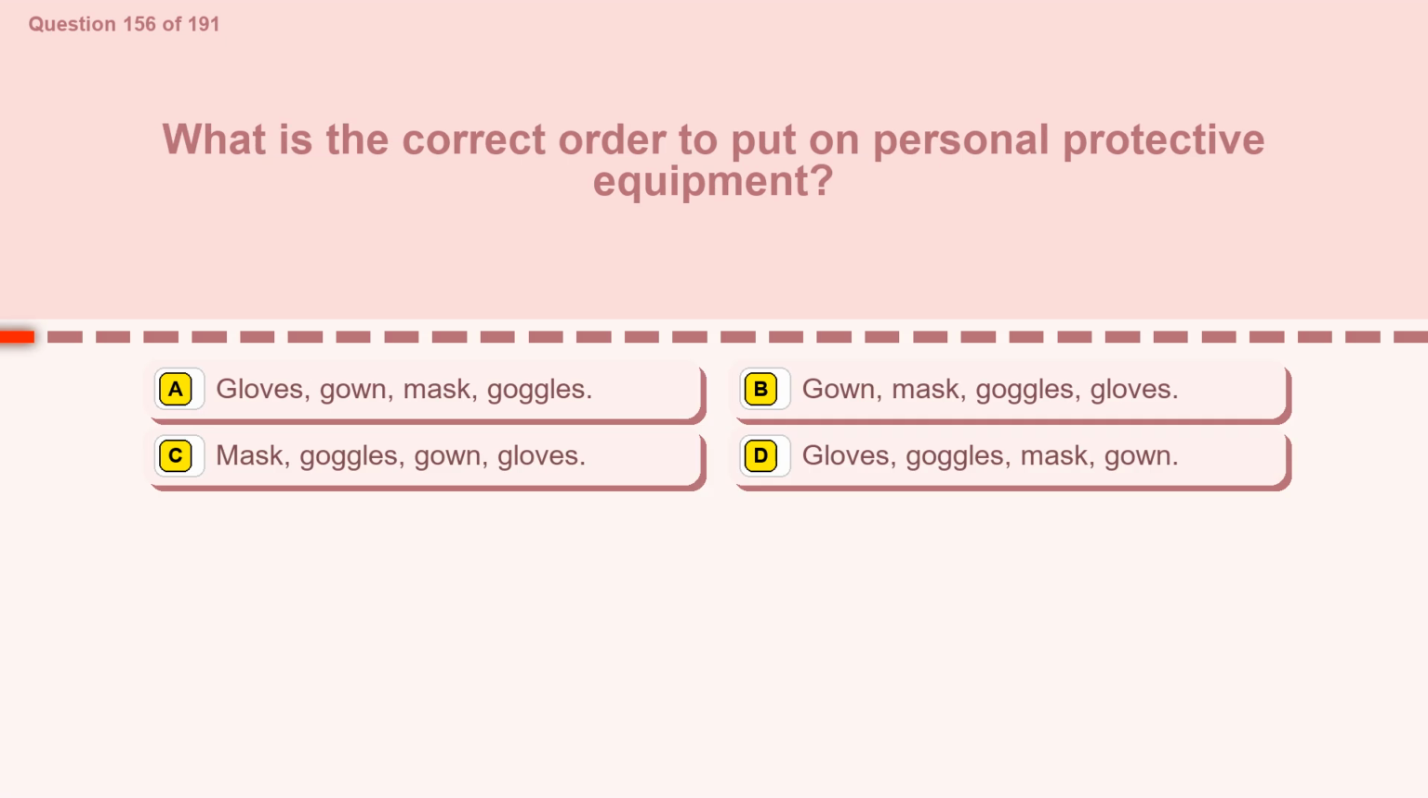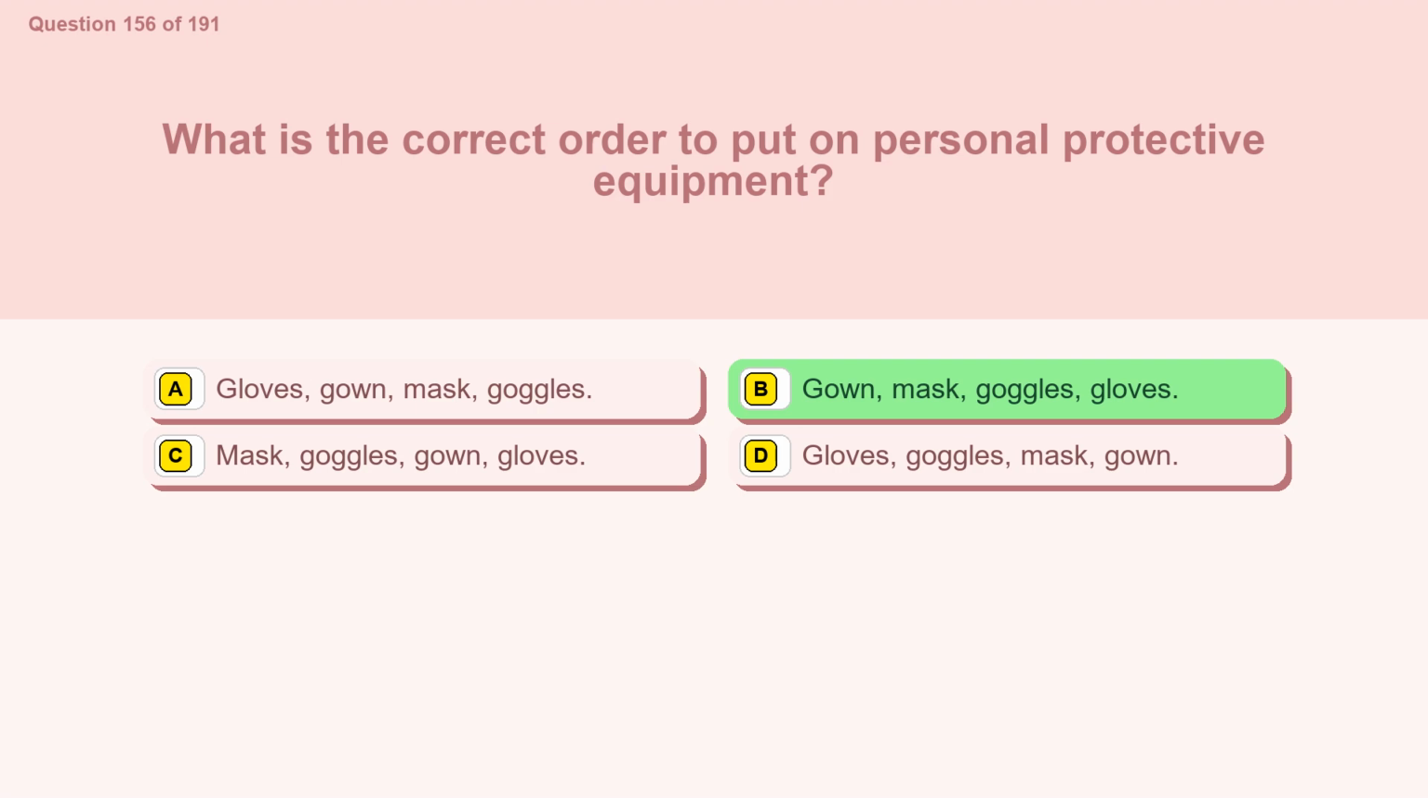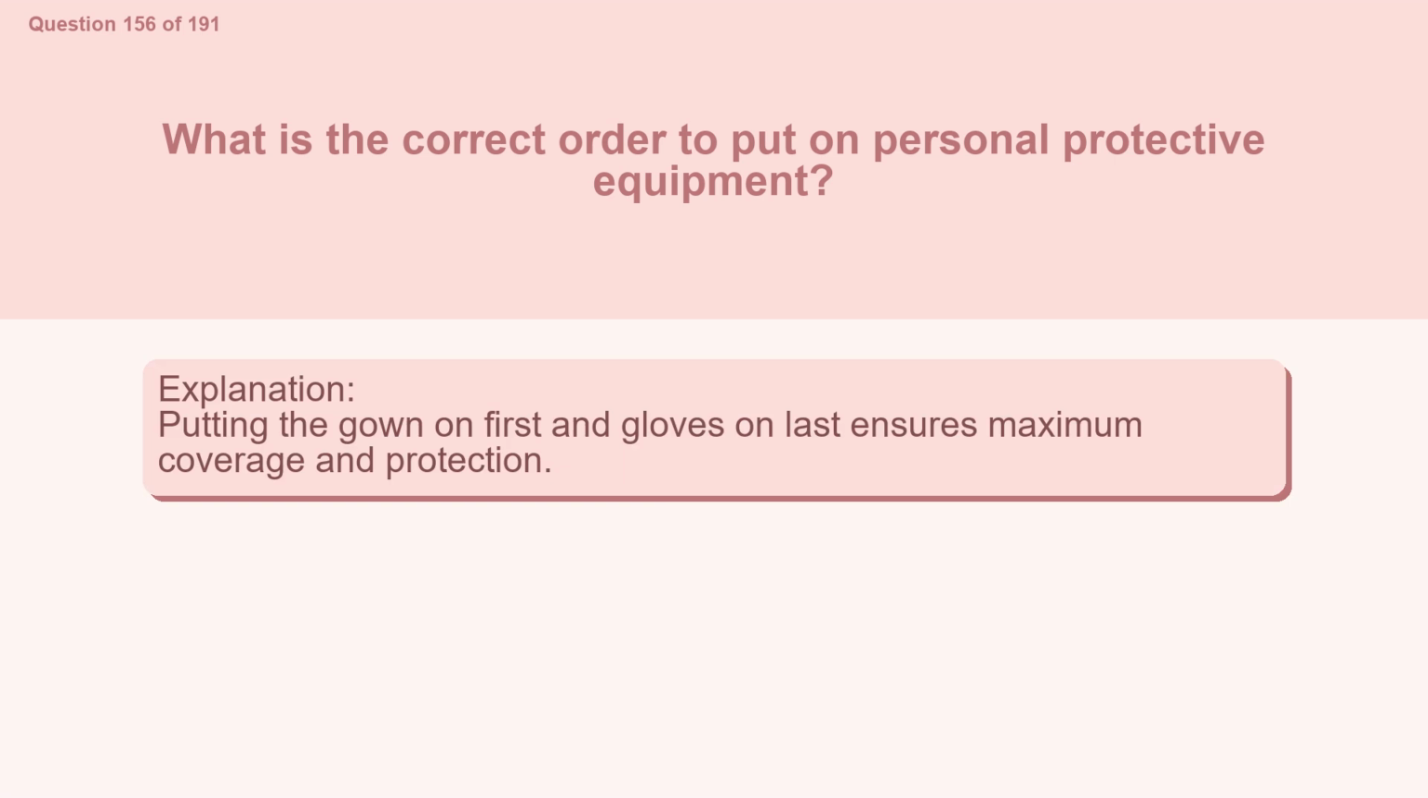Question 156. What is the correct order to put on personal protective equipment? Option A: gloves, gown, mask, goggles. Option B: gown, mask, goggles, gloves. Option C: mask, goggles, gown, gloves. Option D: gloves, goggles, mask, gown. The correct answer is option B: gown, mask, goggles, gloves. Putting the gown on first and gloves on last ensures maximum coverage and protection.